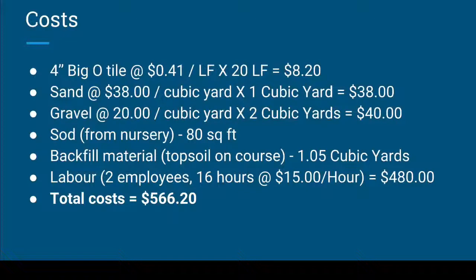For our cost, we priced out our Big O tile, and it will cost $8.20 for 20 feet of it. 1 cubic yard of sand will cost us $38. 2 cubic yards of gravel at $20 a cubic yard, $40. We have our 80 square feet of sod from our own nursery. We also have our own backfill material. Labor will take 2 employees, 2 8-hour shifts at $15 an hour, which is $480. Now, if we look at the total cost for this project, it is $566.20.